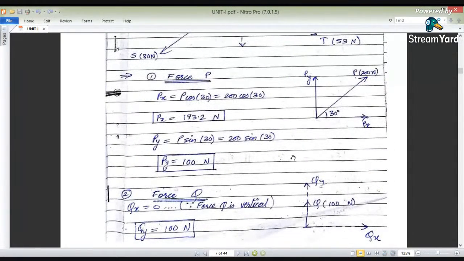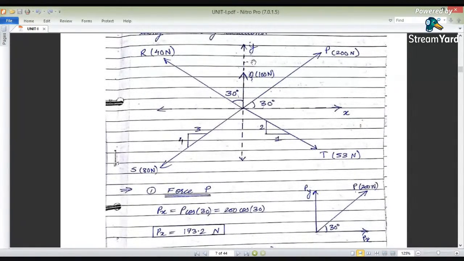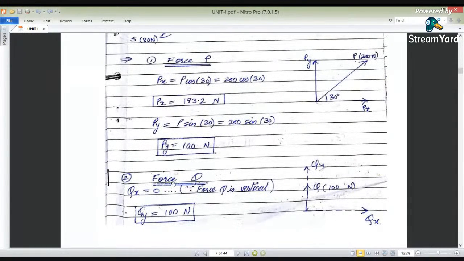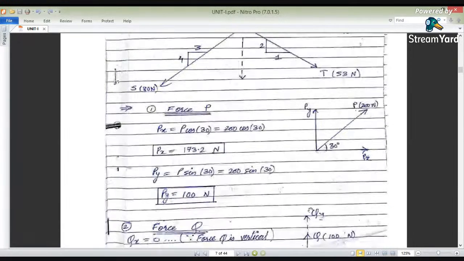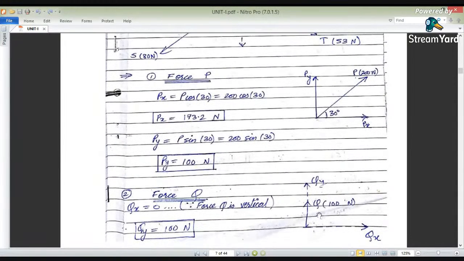In the same way, we calculate the second force as Q. Q is applied vertically upwards with a quantity of 100 newtons. That means Qx is nothing but 0, whereas Qy is 100 newtons, because it has been applied along the vertical y-axis. Therefore we directly take Qy as 100 newtons.